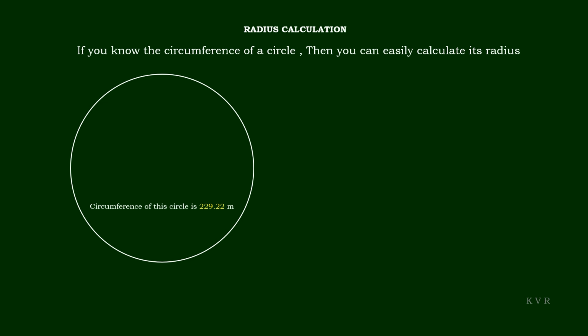Circumference of this circle is 229.22 meter. We are going to calculate the radius of this circle. You should know a formula for calculating radius. R is equal to C by 2 pi.